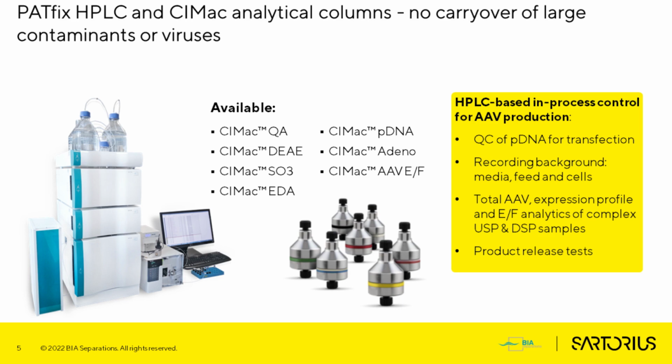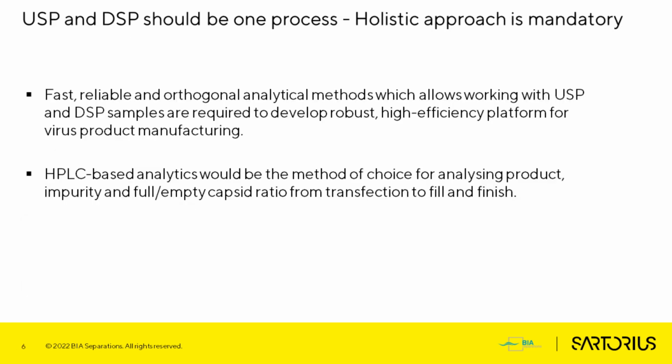Our columns come in many different chemistries, some of them being traditional, such as quaternary amines, cation and anion exchangers, but we also have specialized columns for purifying plasmid DNA, adenovirus, adeno-associated virus, and others. Our columns exist in the same chemistries both for purification purposes as well as analytical purposes, as the ones that you are seeing right now on our slide. These analytical columns are combined with our HPLC system called PATFIX, and we commonly use them for quality control of plasmid DNA, for transfection experiments in upstream, as well as recording background with media, feed, and cells. You can also analyze AAV, its expression profile, upstream and downstream samples, and you can also use it for product release tests.